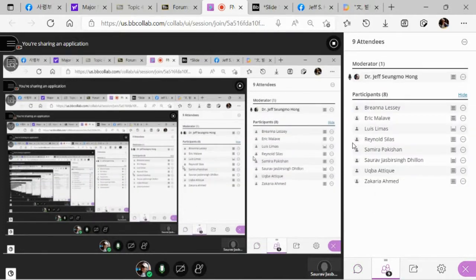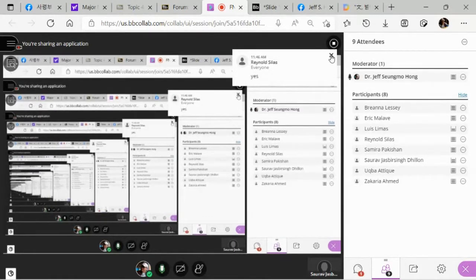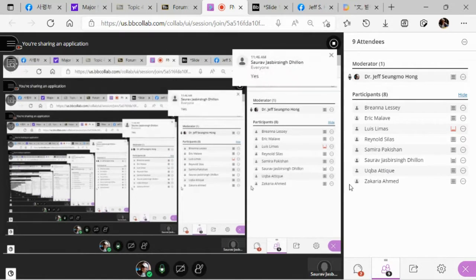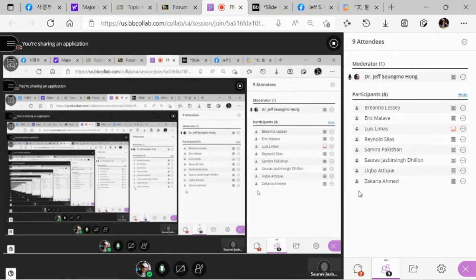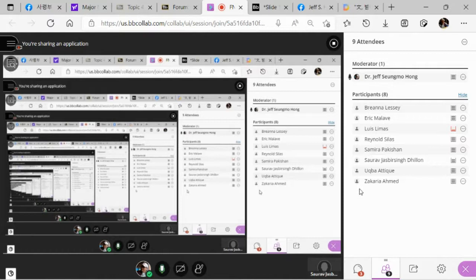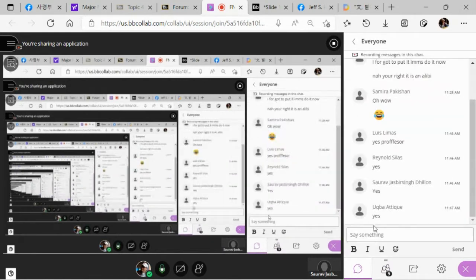Now, Reynolds, you have this file in front of you? Okay, good, good. And Sorav, you have this file in front of you? Okay, good. Ukba, you have this file in front of you? Okay, good. Zachariah, you have this file in front of you? Zachariah? I guess we don't have Zachariah anymore with us, sadly.